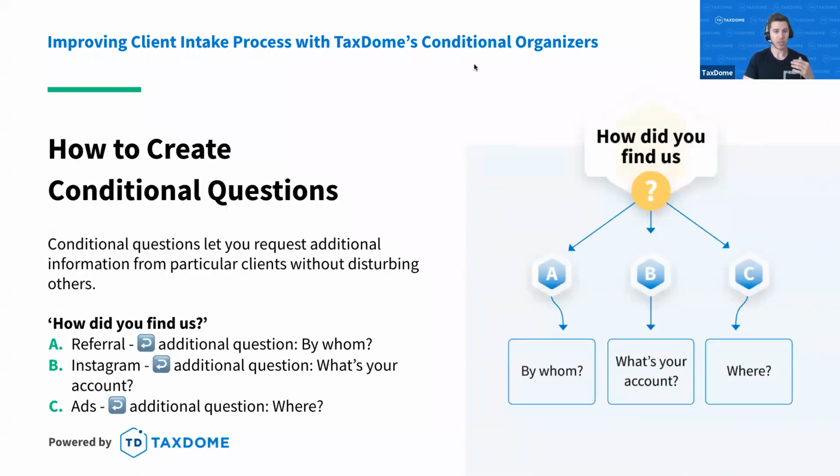How do you create these conditions? You create a question. Let's say, how did you find us? This is just an example. And then you can make conditions on that. So for example, if somebody says they found you through a referral, you can add an additional question: okay, who was the referral? A free text entry question after that, which you only show if somebody says they found you through a referral.